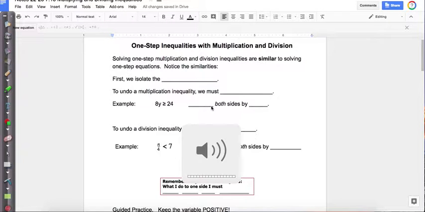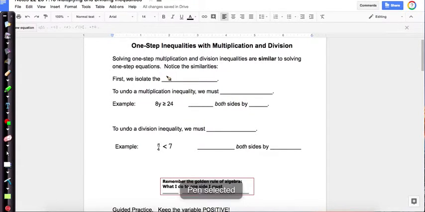Welcome to my video on solving one-step inequalities with multiplication and division. So solving one-step multiplication and division inequalities are similar to solving one-step equations. Notice the similarities. First, we isolate the variable. To undo a multiplication inequality, we must divide.